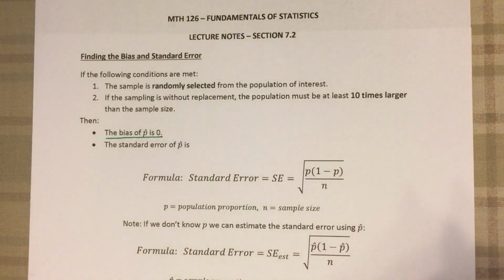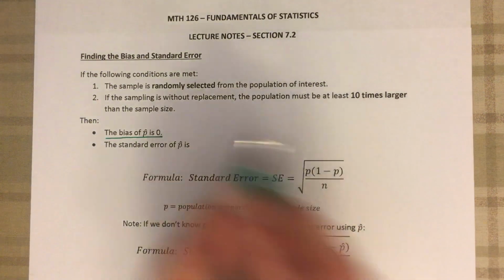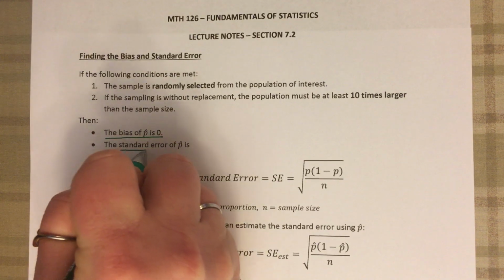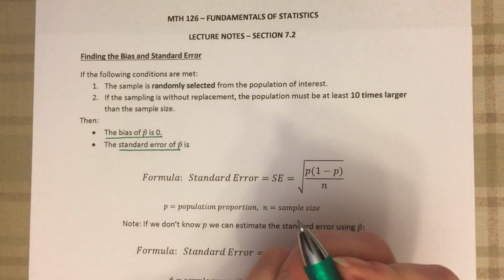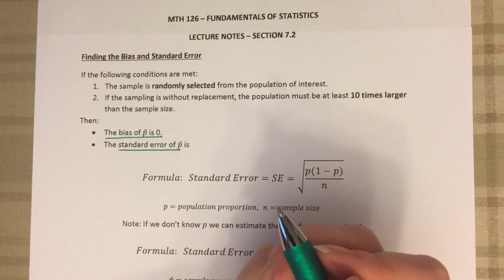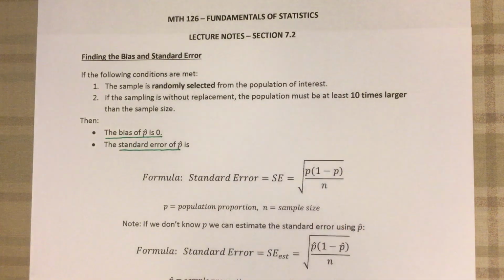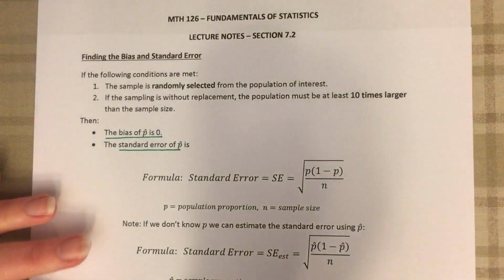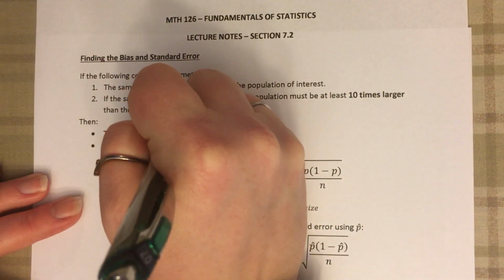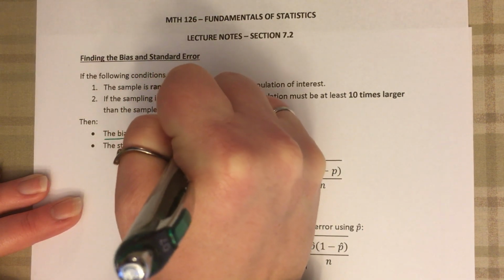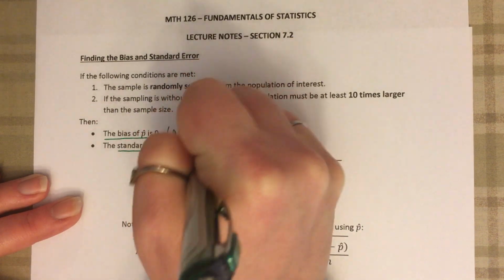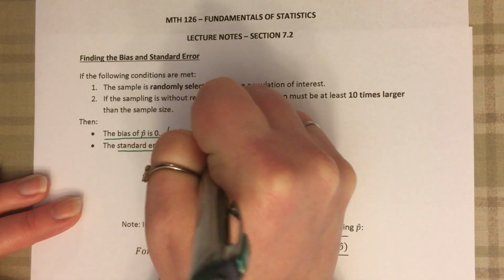So our bias is going to be equal to 0. Unbiased is a good thing. And then the other thing that we're going to look at is a standard error formula. Remember, standard error has to do with precision. The smaller the standard error, the more precise our sample. So bias has to do with accuracy, and our standard error has to do with precision.